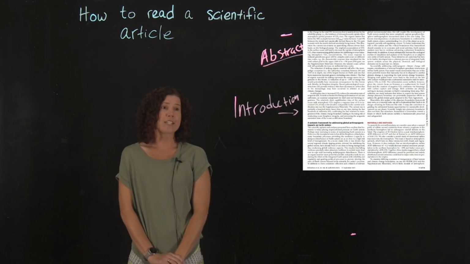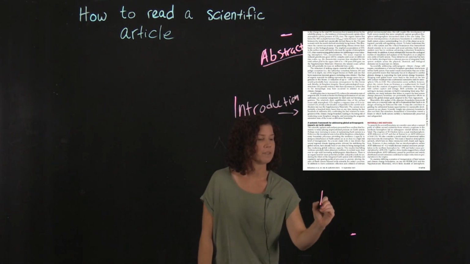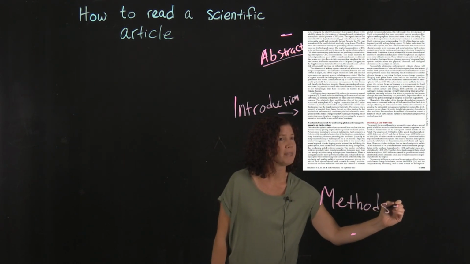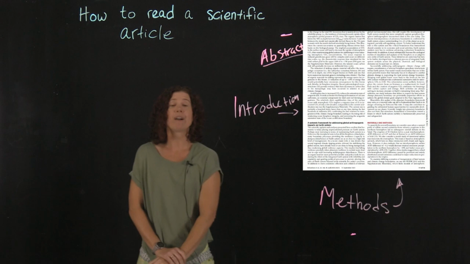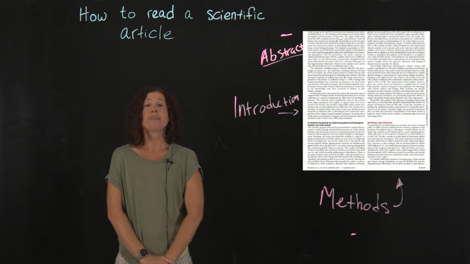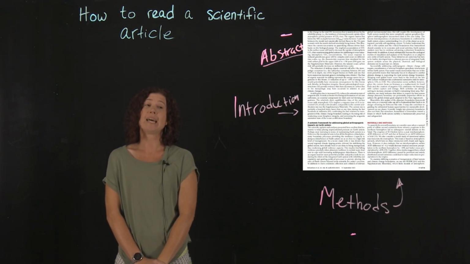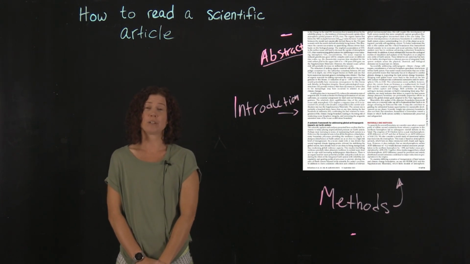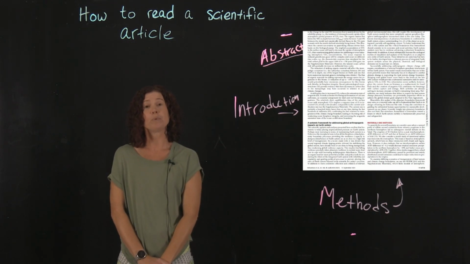Typically, the next section is something called methods, or materials and methods. In this case, because this is in a rather high-ranking scientific journal, the materials and methods actually come at the end of the article. However, sometimes you'll find it directly after the introduction. What the methods do is they tell you exactly what those scientists did to come up with their results.